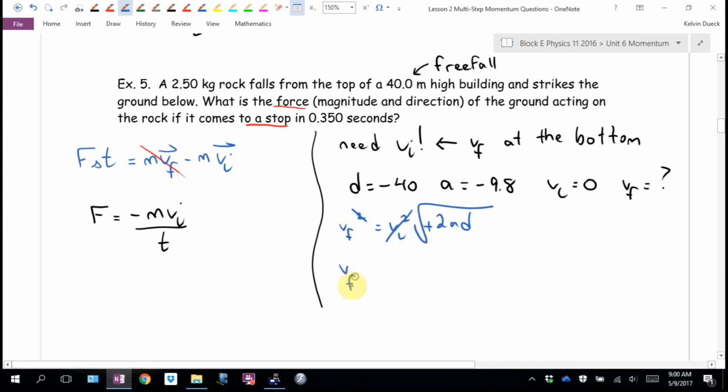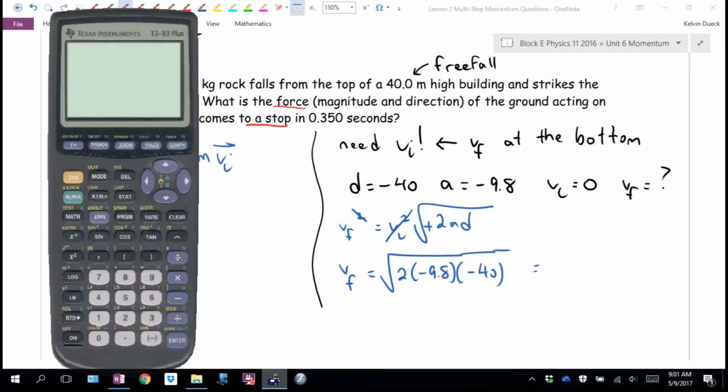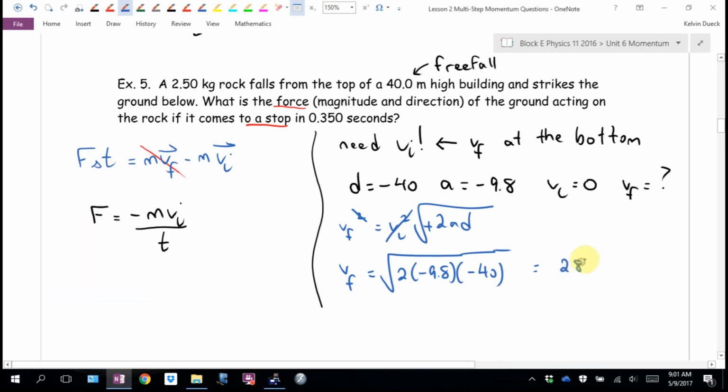Okay, so VF is going to be the square root of 2 times negative 9.8 times negative 40, not 20, Mr. Dewick, 40. 2 times negative 9.8 times negative 40, square root of that. Oh, holy smokes, works out evenly. Why is 28 meters per second technically wrong?